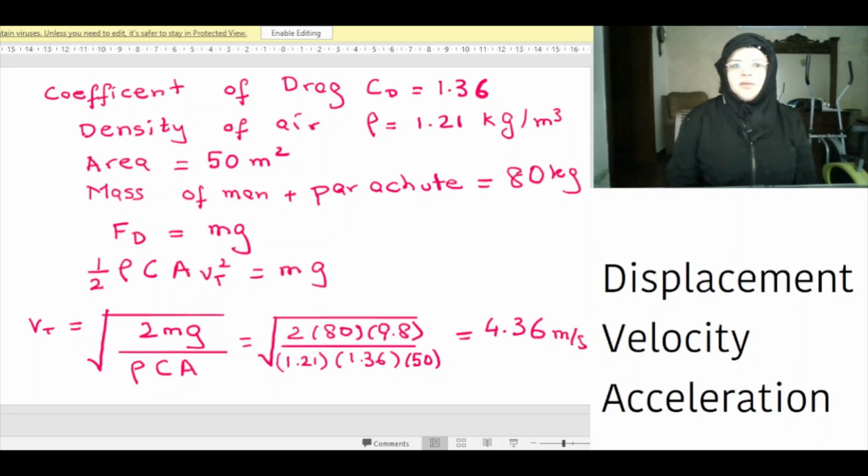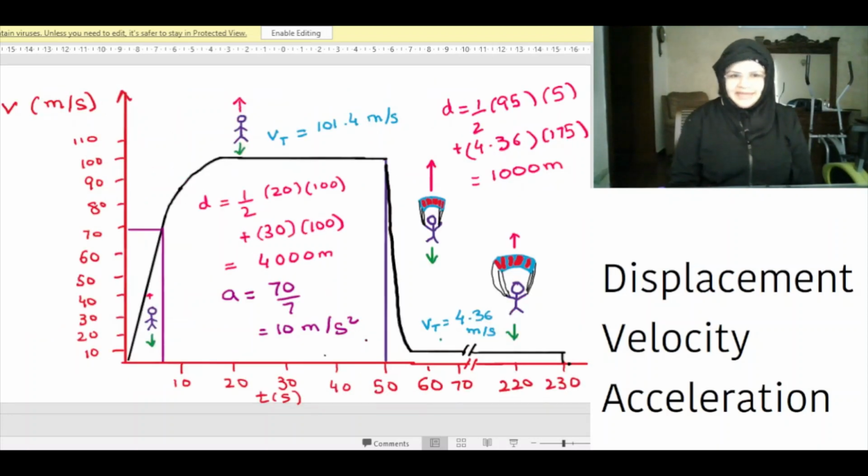A is the area once the parachute is open, which is equal to 50 meters square. We calculate that the terminal velocity is 4.36 meter per second. Let's study the velocity time graph.